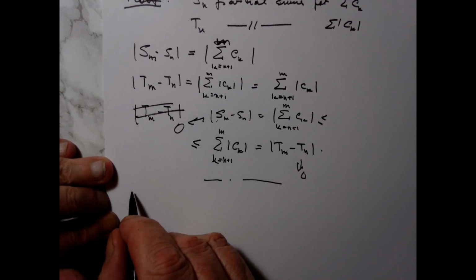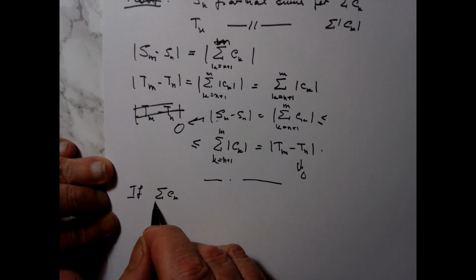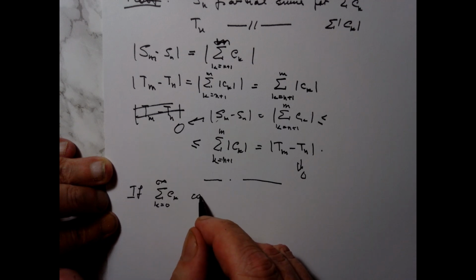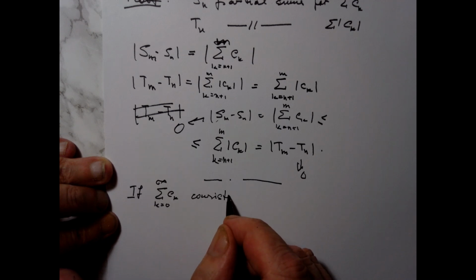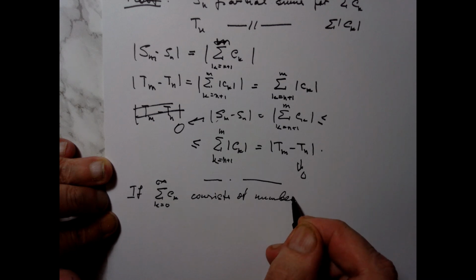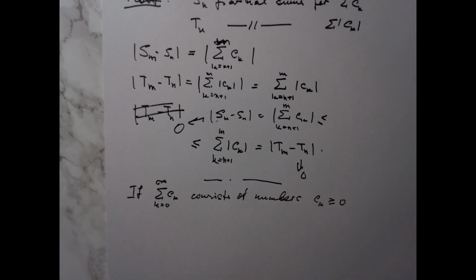A particular case is if the series sum of ck, k from 0 to infinity, consists of numbers ck which are all positive. In other words, my series consists of terms which are all positive. There are no negative signs there.